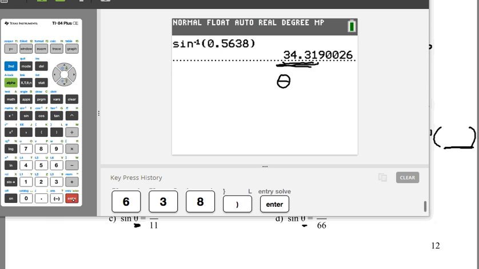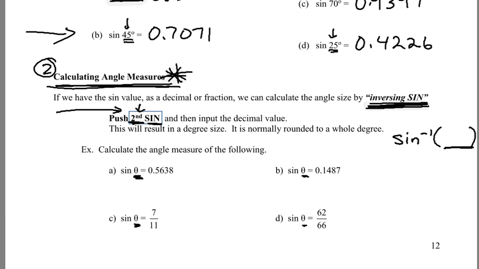Now, depends, some questions differ, but angles, usually to the whole nearest degree is acceptable. 34.3, the 3 tells us to stay the same, so we have an angle that's 34 degrees. So sine theta is equal to decimal 5638. Well, that tells us that theta angle is 34 degrees.